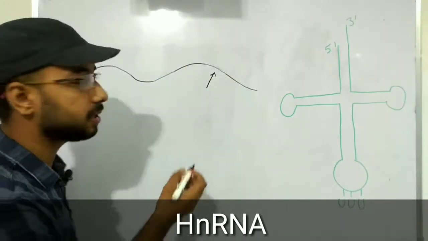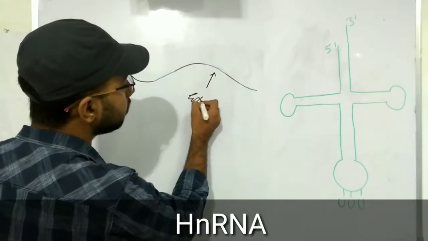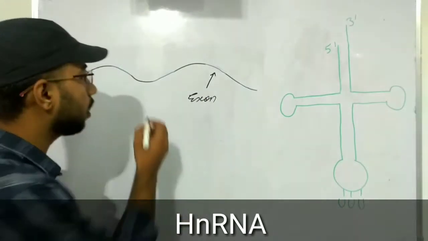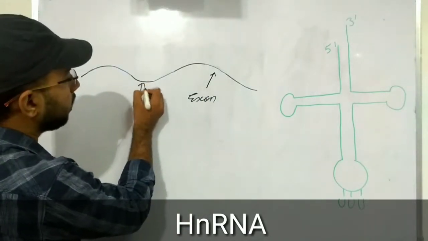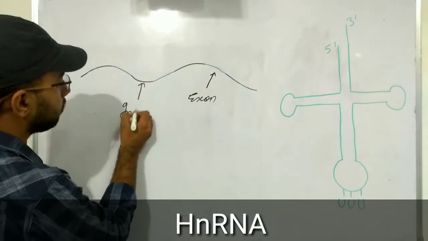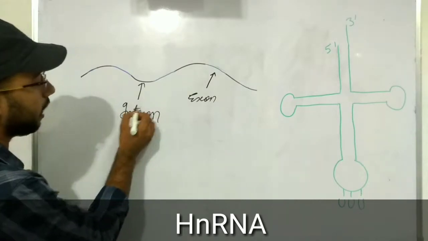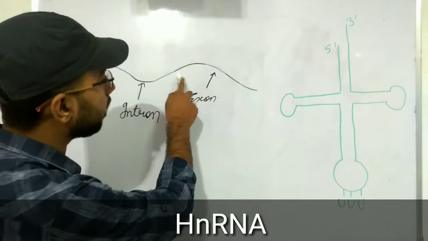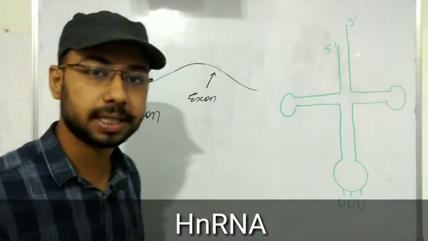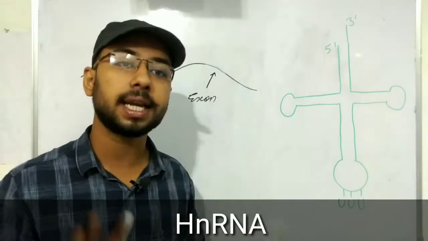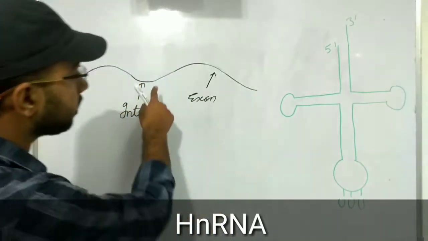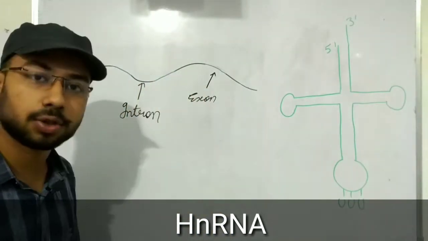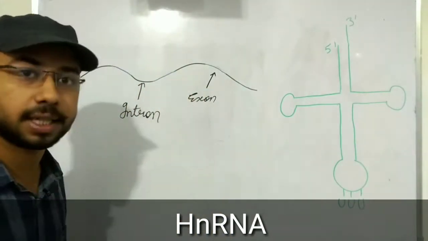This blue part is an exon, that is a coding part, while the black part is the intron, that is a non-coding part. So why is it known as heterogeneous? When we talk about homogeneous, it comprises only a single thing, but this comprises introns as well as exons. That's why it is known as heterogeneous RNA.